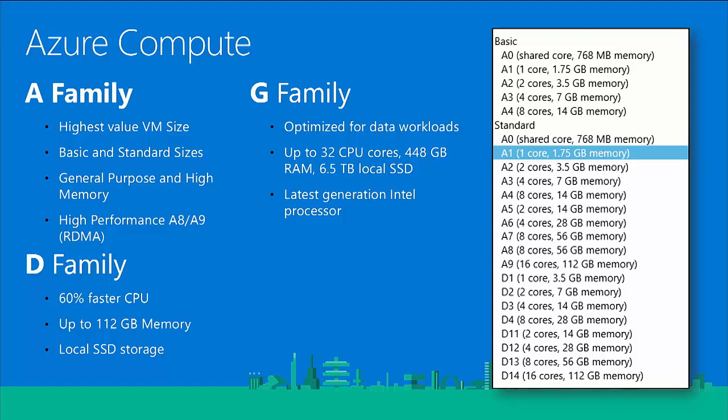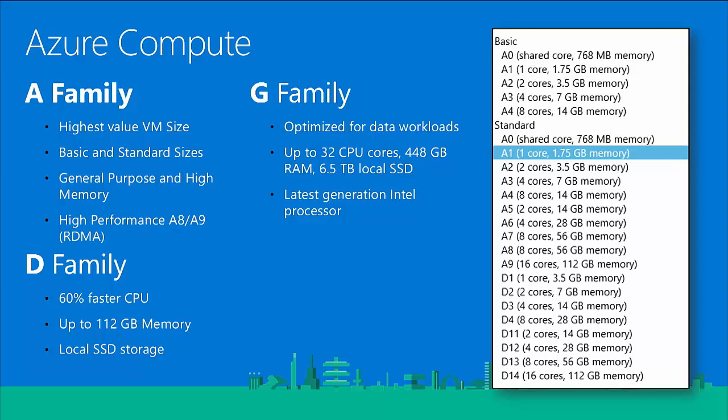The A family is pretty much your value size for VMs. They come in standard or basic. Basic doesn't support auto scale and a lot of the load balancing features that standard does. That's one of the primary differences between them. So basic is a way for you to save costs if you're never going to replicate across multiple instances, whereas standard gives you the flexibility to do that.